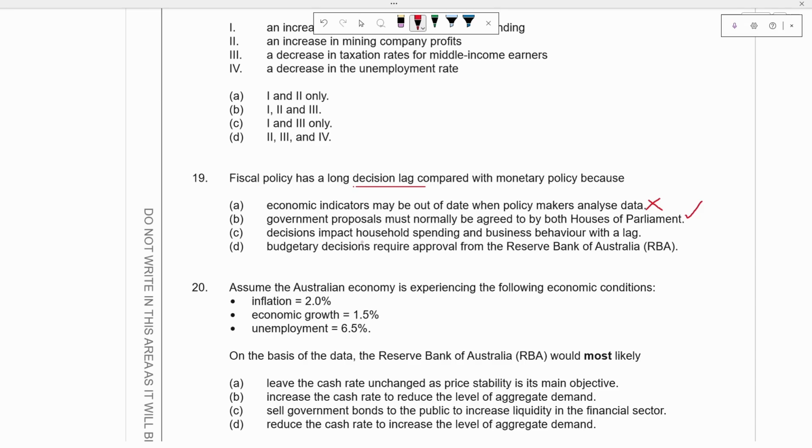C, decisions impact household spending and business behavior with a lag. This one is incorrect, as this would refer to an effect lag. D, budgetary decisions require approval from the Reserve Bank of Australia. This one is untrue and it's incorrect.